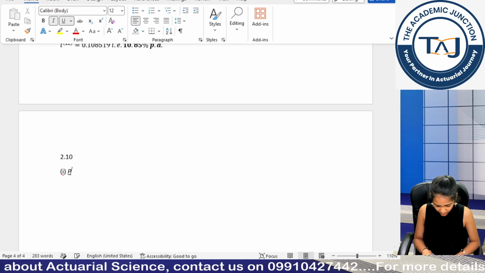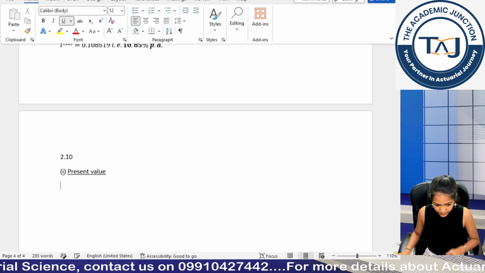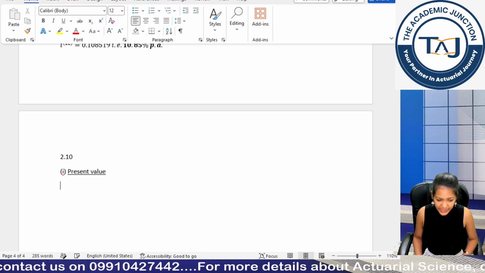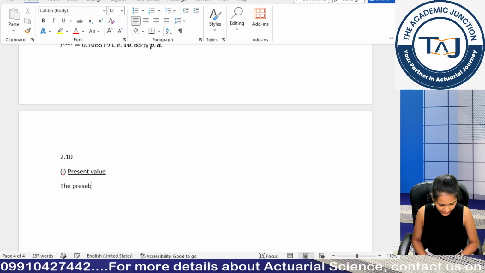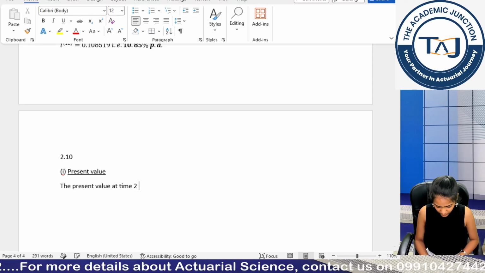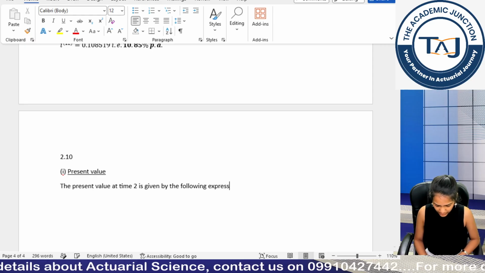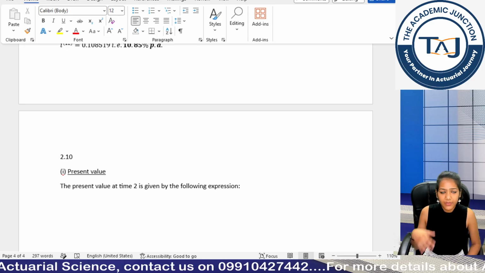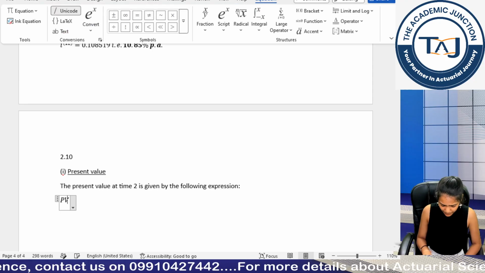So we have to calculate the present value. I am just directly writing the equation; please refer to the live classes of sir for the concept. Present value at time 2 is given by the following expression. Let us use the equation editor for this question, and we will do the second part with normal typing. So alt equal to PV.